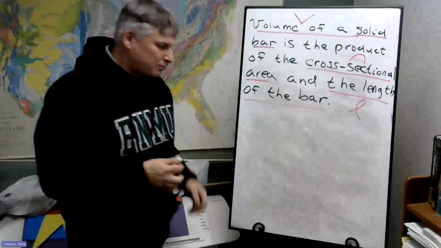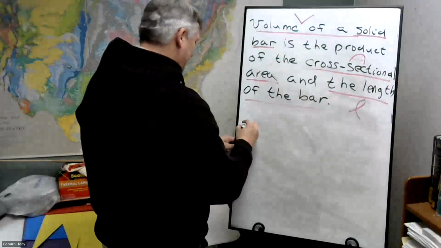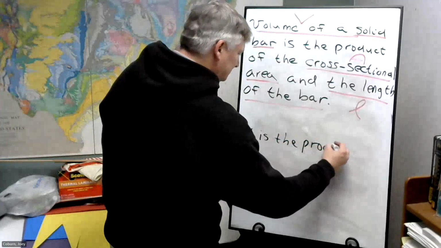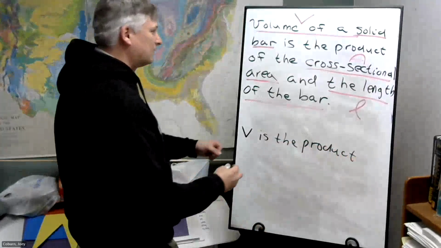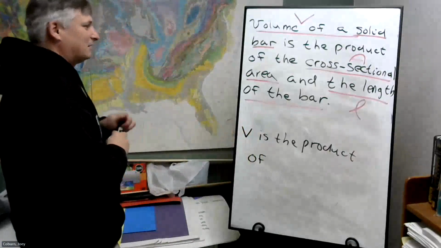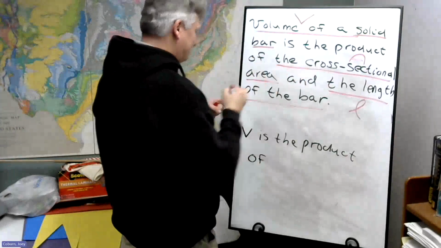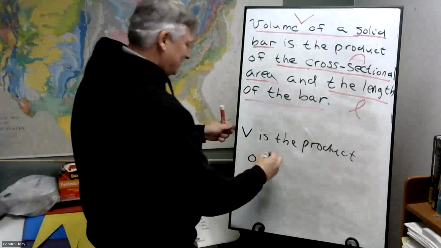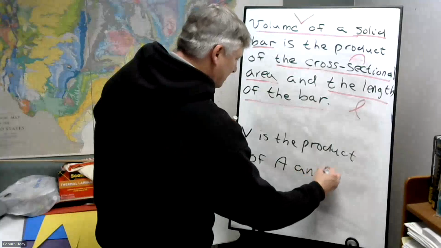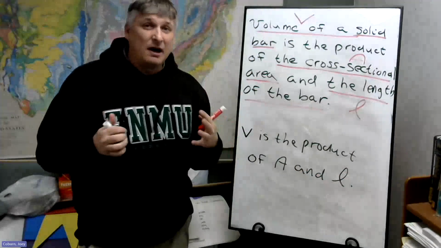Now, let's rewrite this and let's consider what we've got. V is the product of the cross-sectional area. We'll include that in there. V is the product of A and L. So this simplifies things a lot.